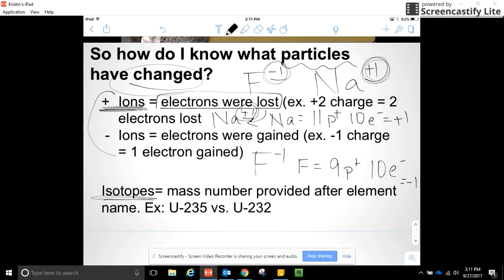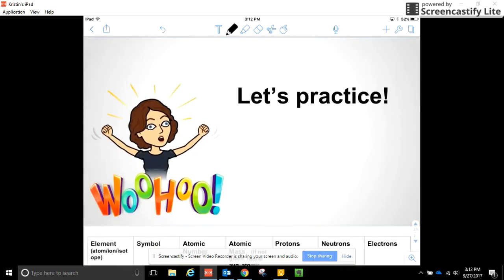With isotopes, the way that you can know that you're looking at an isotope, a special version with a different number of neutrons for that particular atom, is they're going to give you the mass number directly following the atomic symbol. So U235 versus U232, that could also be versus U238. There's a lot of different versions of atoms. Some atoms have probably 20 different types of them with different mass numbers. Some of them only have one type. It really just depends on the individual atoms and what we've discovered about them in science.